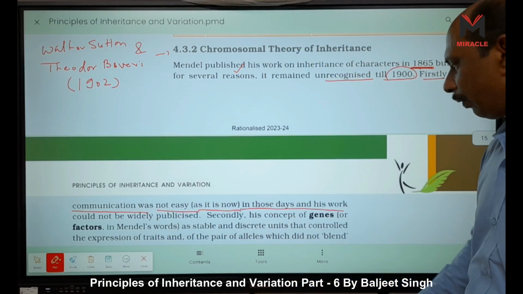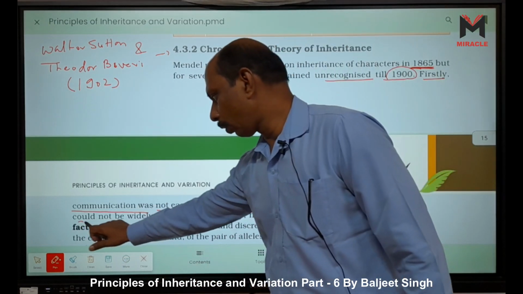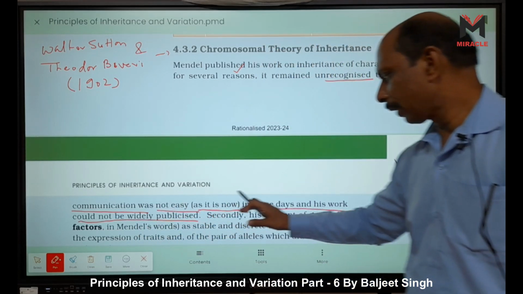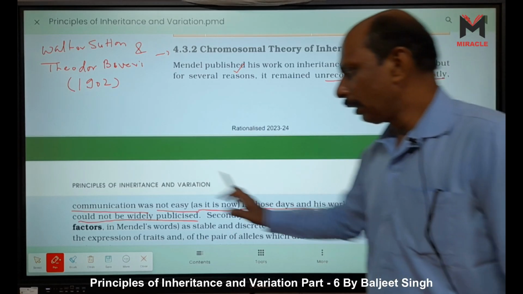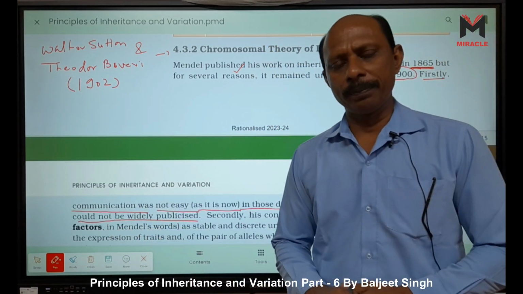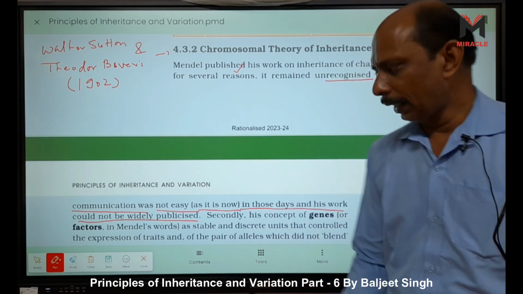Second reason: his work could not be widely published. First, because communication was not easy in those days, and his work also could not be widely published. It was published only in its known city, not in any other places, right?